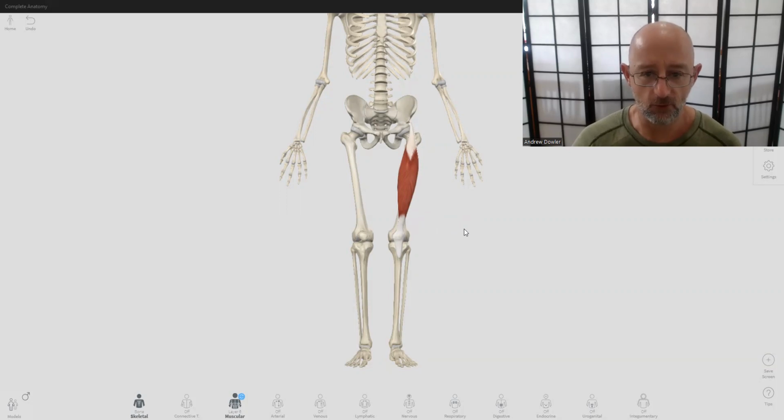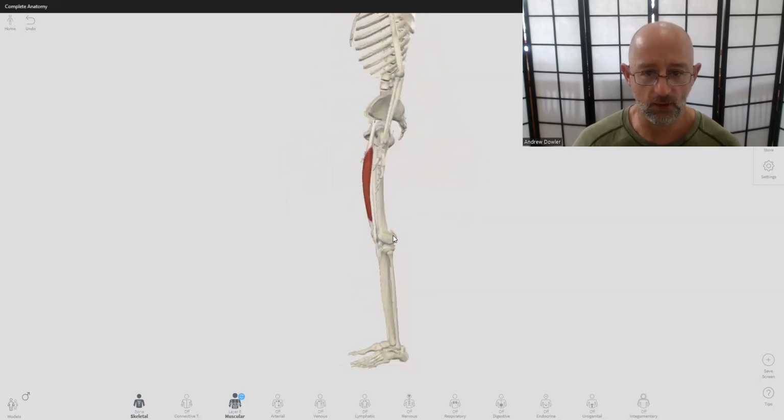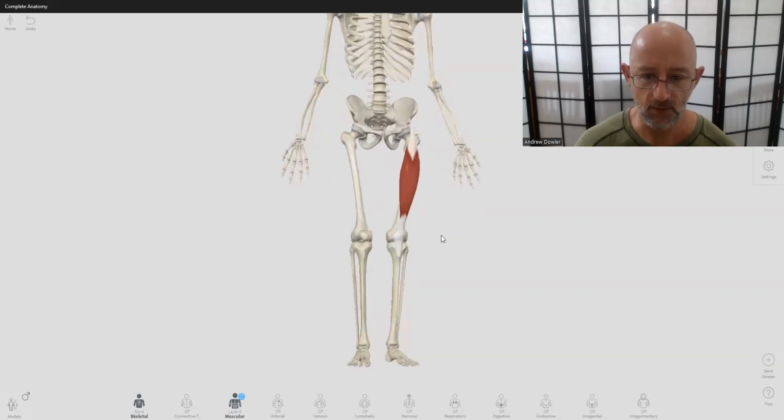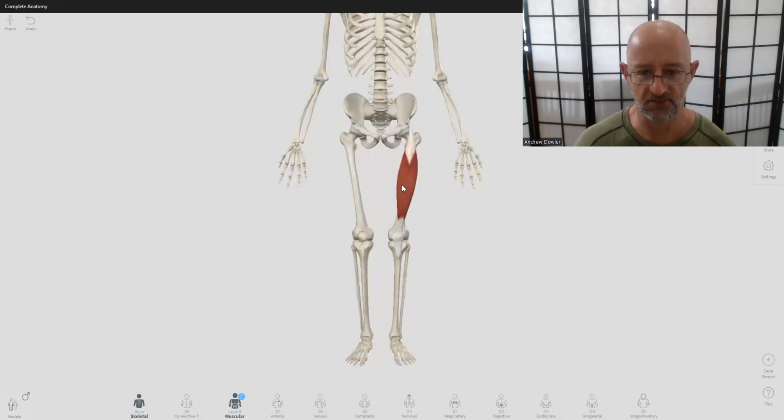So as a bit of an overall view, we've got the rec fem. It sits on the anterior part of the leg, and the other 3 quads are going to sit beneath this one. So this is the most superficial quadricep group muscle, if you will.